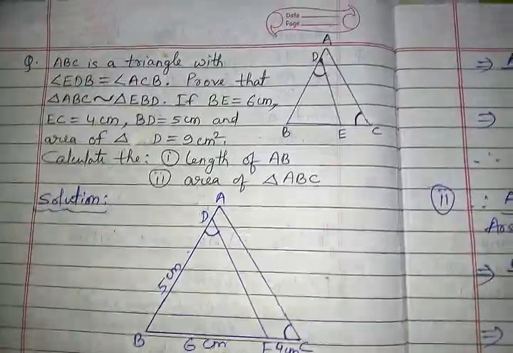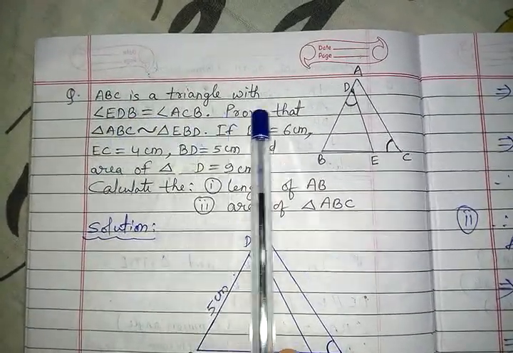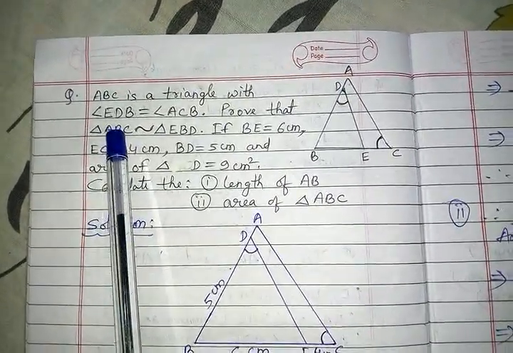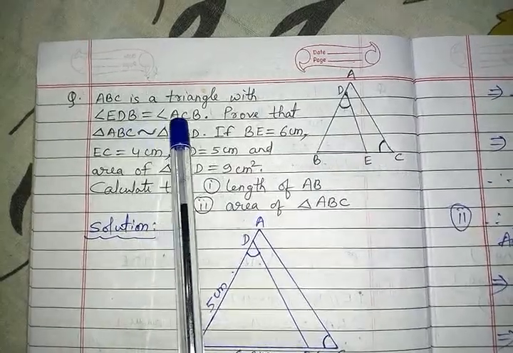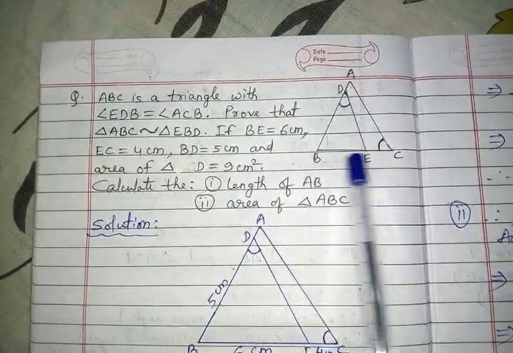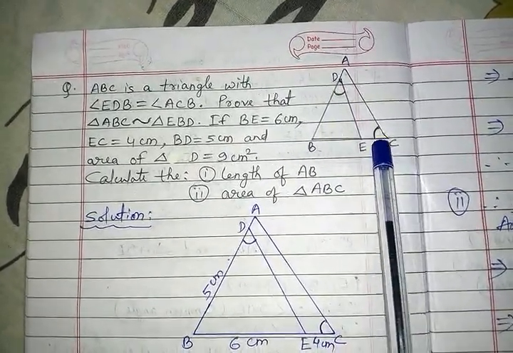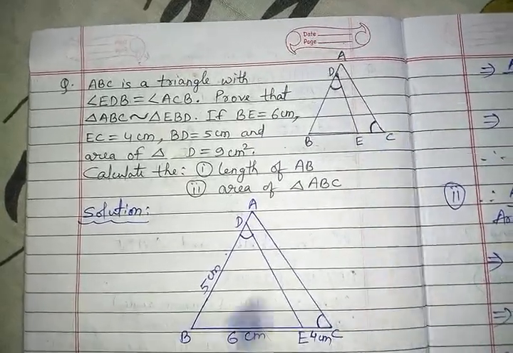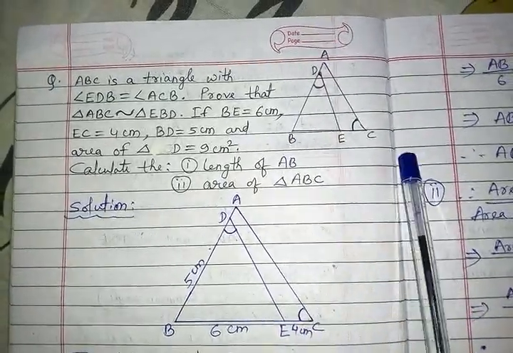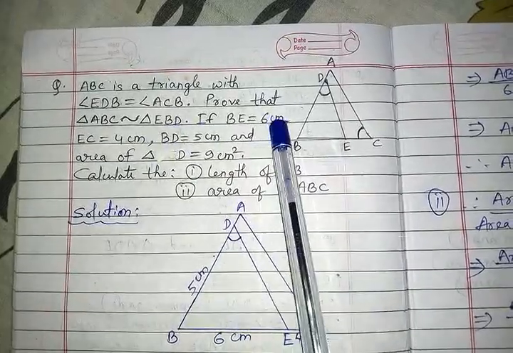So let me begin. Here we have a question. You can see ABC is a triangle with angle EDB equal to angle ACB. That is EDB is equal to ACB. That means this angle D and angle C are equal. And you can see the larger triangle is ABC, and the smaller triangle is EBD.